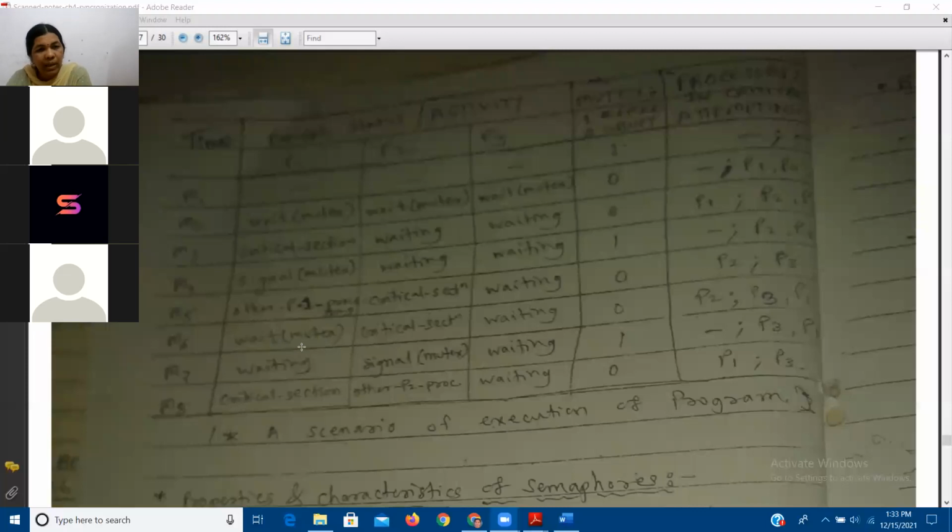If it is not completed, once again it requests the processor. So that is nothing but wait mutex. That is, process P1 wants to utilize the critical section once again. So again P1 will be trying to execute the entry section. So P2 will be in the critical section and P3 will be in the waiting state. So again P3 will be waiting. So next P2 will execute the signal mutex.